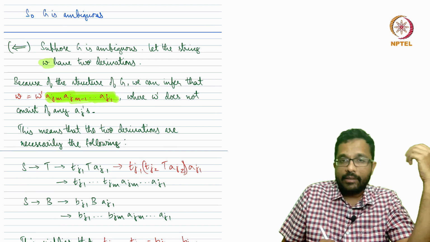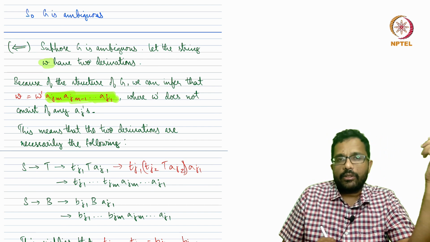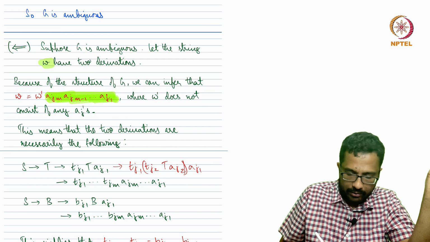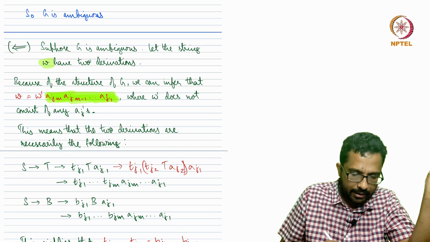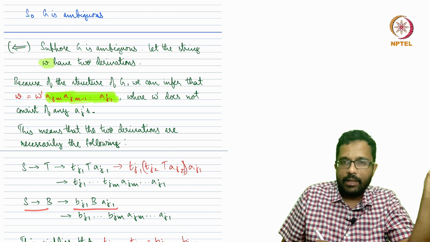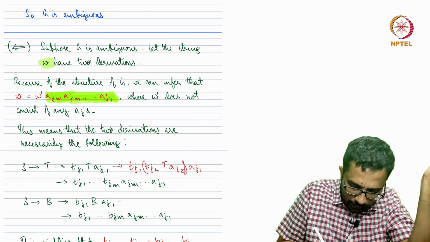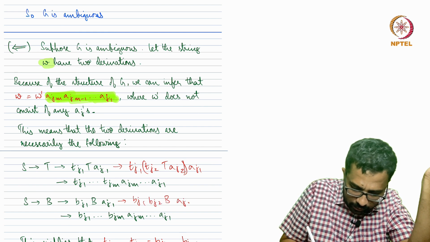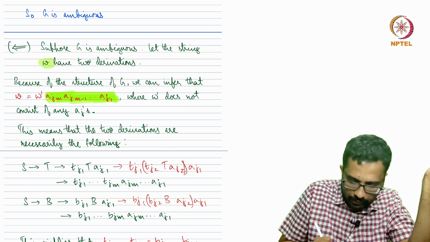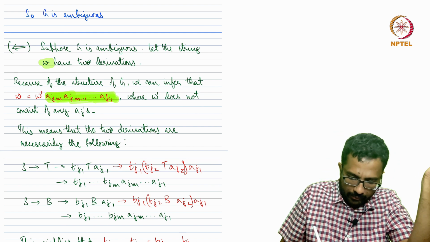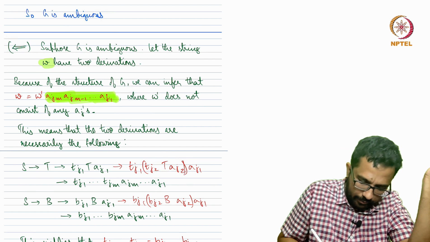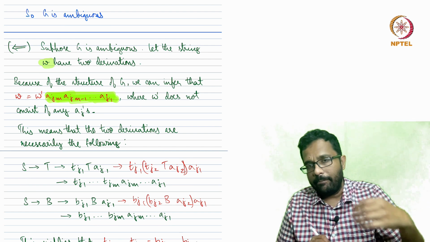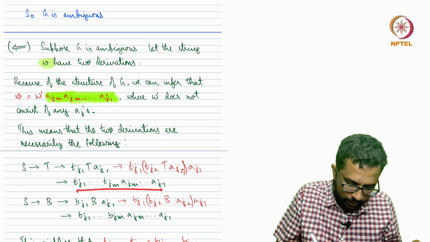Similarly, the other possible derivation, because of the structure of the grammar, has the ending symbol Aj1. So the other possibility is S gives B and B gives Bj1 B Aj1, and again Bj1 Bj2 B Aj2 Aj1, right? And finally we get this string Bj1 up to Bjm, Ajm up to Aj1. So these are the two strings.